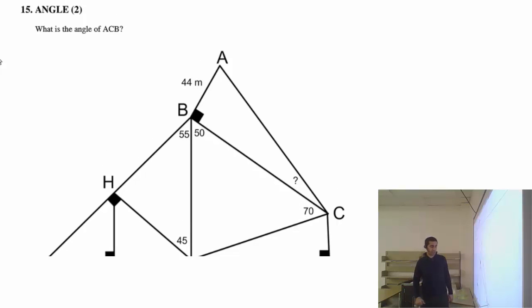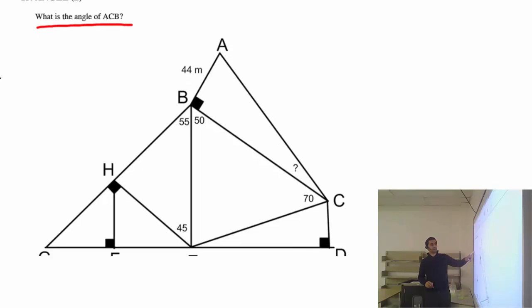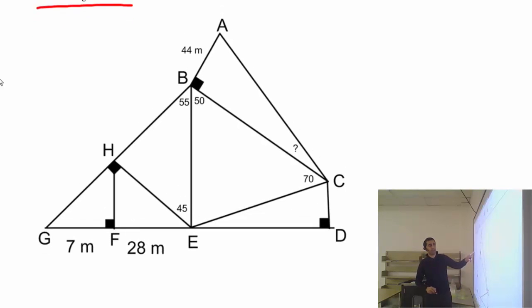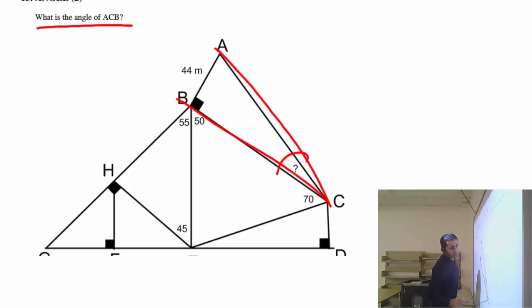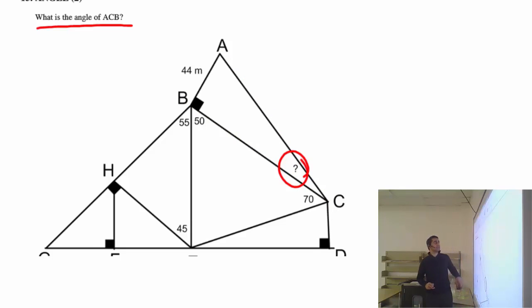First, let's read the question. It says, what is the angle of ACB? Which one is that? A is here, C is here, B is here. In other words, ACB, so the only angle is here. ACB, the question mark, where you see the question mark, this is what we need to find out. You find that angle, you are done with this question.